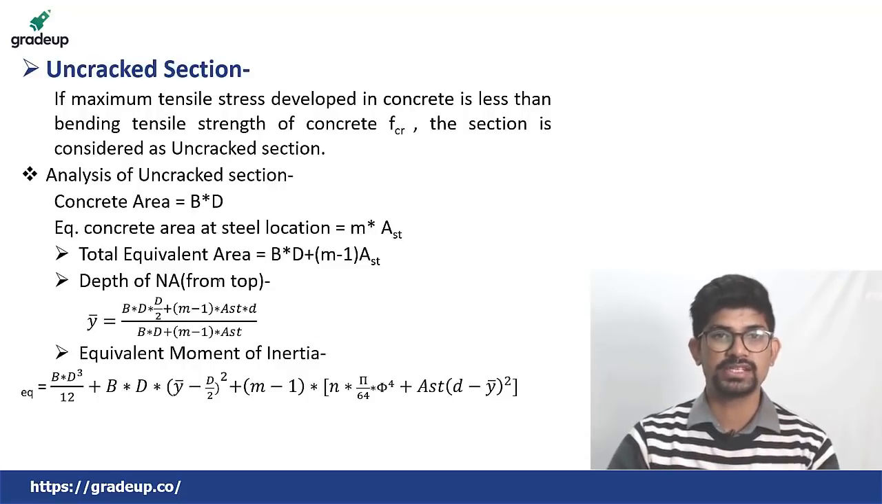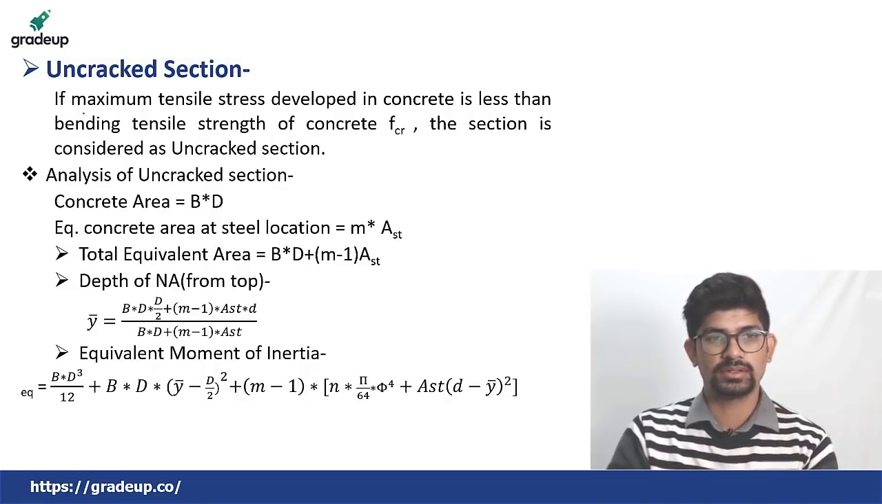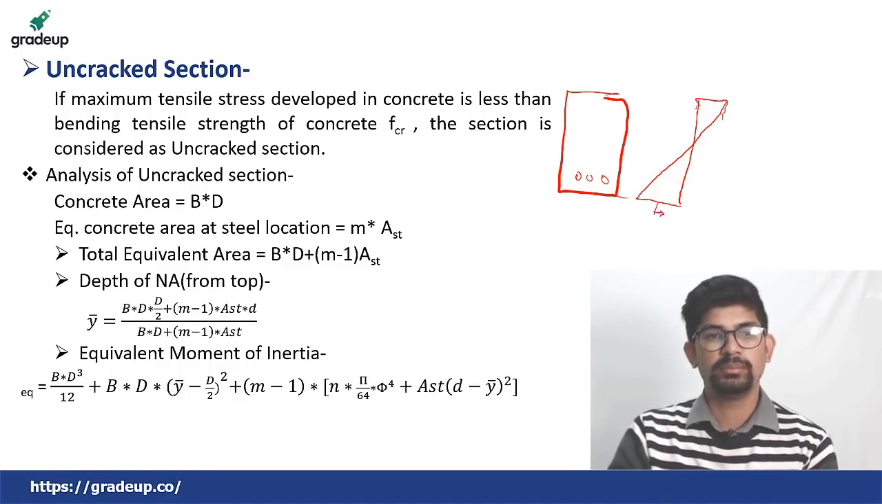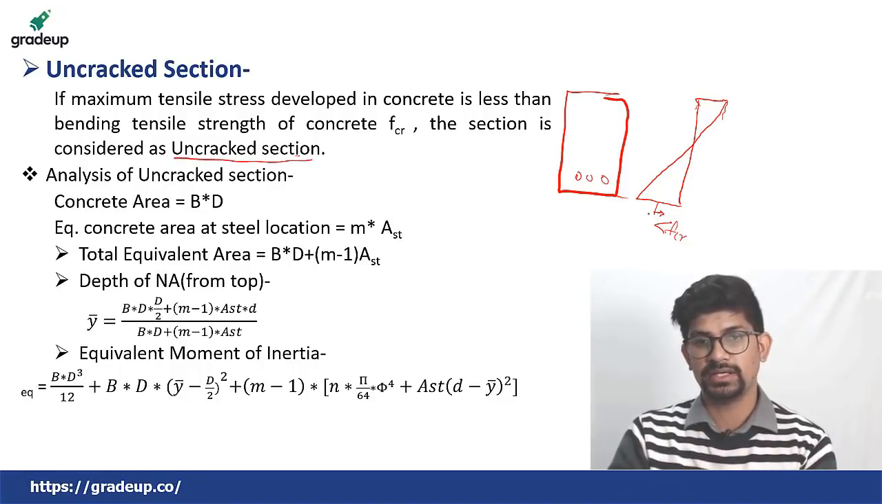Now, as you all know, whatever analysis we have done till now is as per the cracked section. Now for the uncracked section, we will see some content here. If the maximum tensile stress developed in concrete at the bottommost level of this rectangular section is less than the bending tensile strength, FCR, then the section is considered as uncracked. So at this level, if the tensile stress in the concrete at the bottommost fiber is less than the bending tensile strength of concrete, then the section is considered as uncracked.